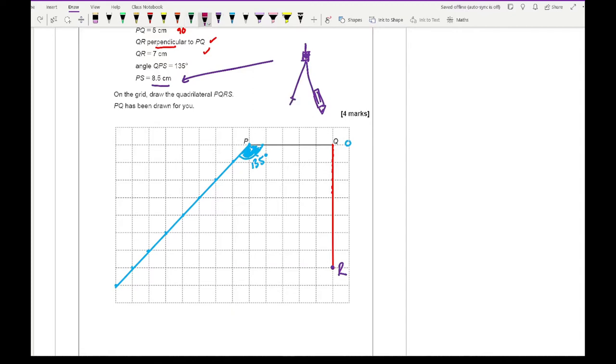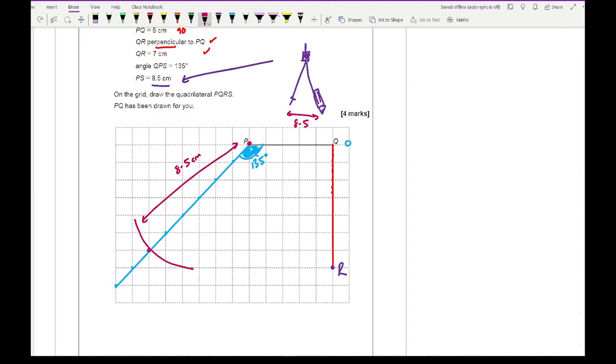Now what you need to do here is set the distance between your pin and your pencil at 8.5 centimeters, then put your pin at point P, and swing the compass so it creates an arc, which is going to be around about this mark here. So you should have a little arc that looks like that. So that distance there needs to be 8.5 centimeters.